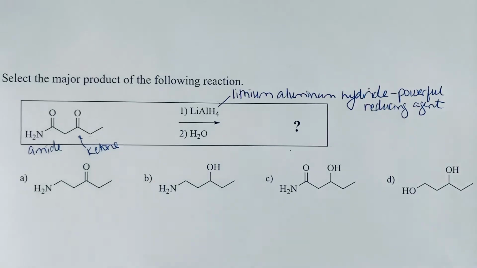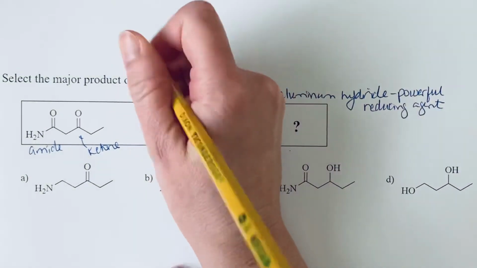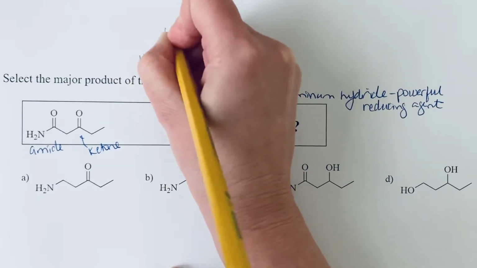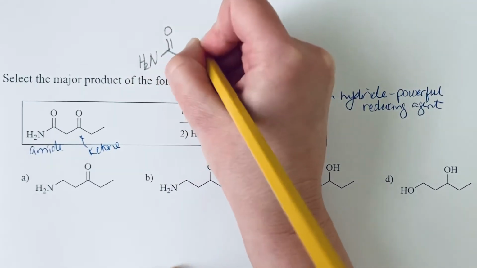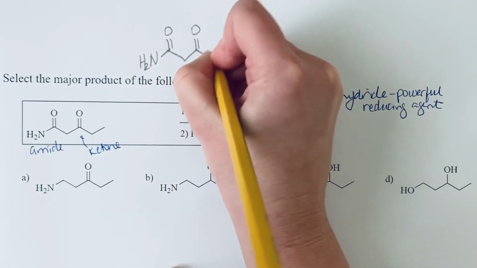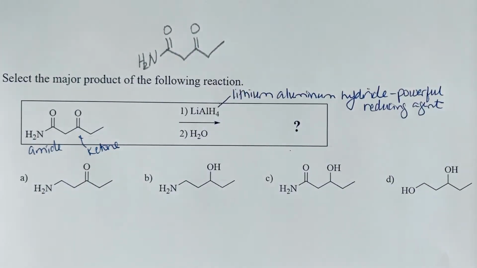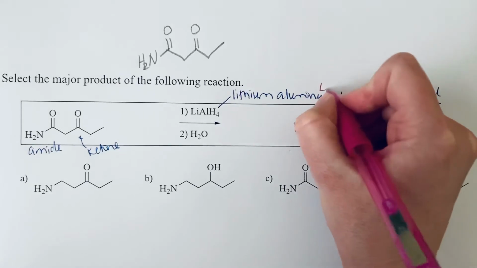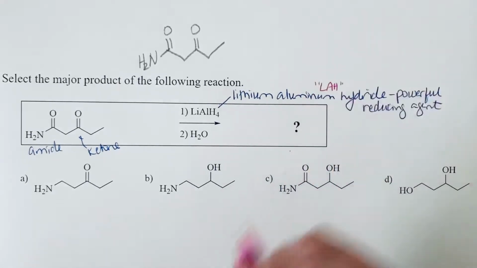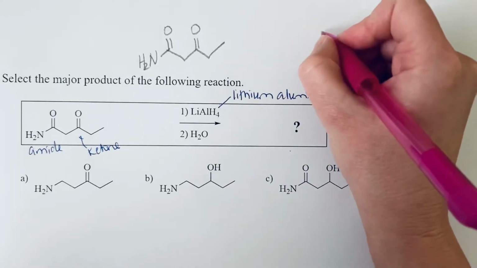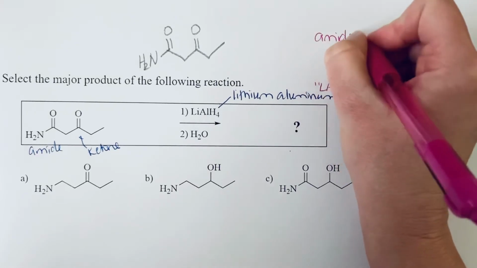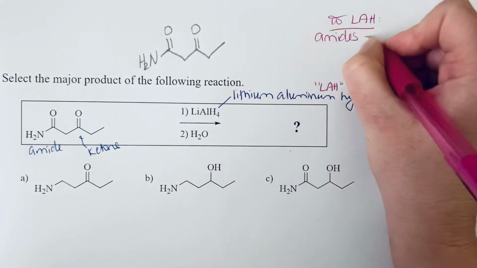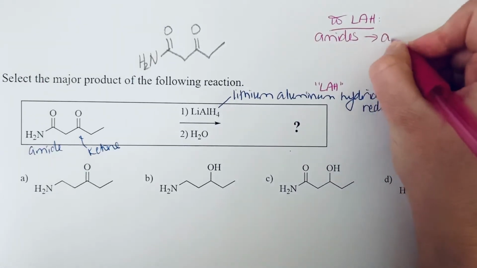So what I'm going to do here is I'm actually going to redraw the amide and the ketone. I'm going to redraw this entire molecule. And so here's what we need to know. What does lithium aluminum hydride do? This is also known as LAH. So what does it reduce amides to? So with LAH, amides will actually be reduced to amines.